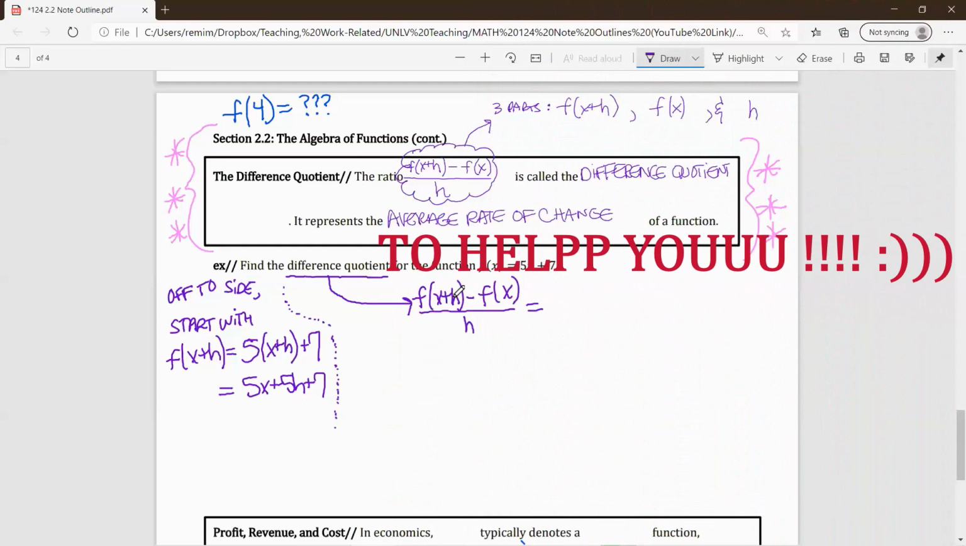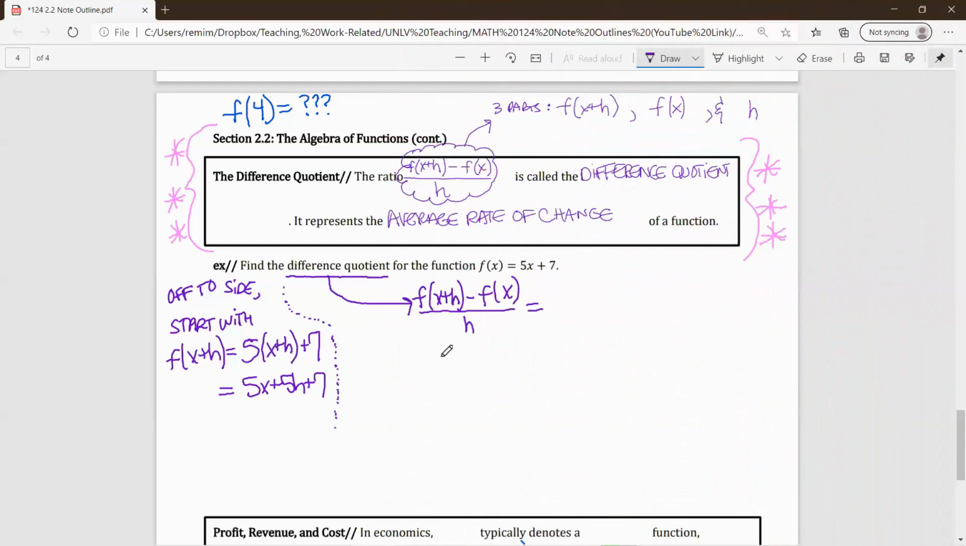Now we're going to go back and look at what we have written here. The first thing it says is f of x plus h. Well, we just found what that is over here. We found that that is equal to 5x plus 5h plus 7. So that's what I'm going to write first: 5x plus 5h plus 7. So I've got that part done. What comes after this part? A minus sign. So I'm going to write minus.